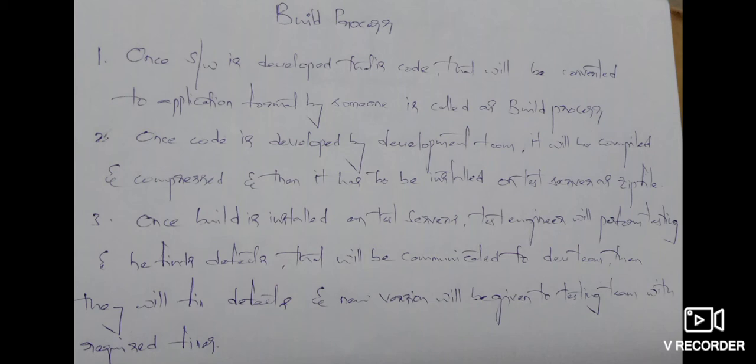For a few companies, there will not be any build team. In that case, developers have to do build process and install it on the test server, or else developers will do build process and convert the code to application format. That means they will convert the code to zip file format and it will be installed by the test engineer on the test server. It's all about build process.